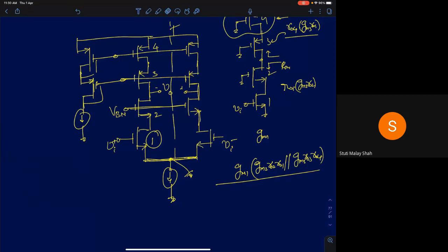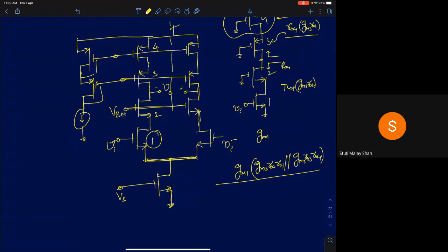Okay, so similarly, you can also find it if your current source was now realized using an NMOS device in saturation region. So this is some V bias. I can generate it using a diode connected transistor.